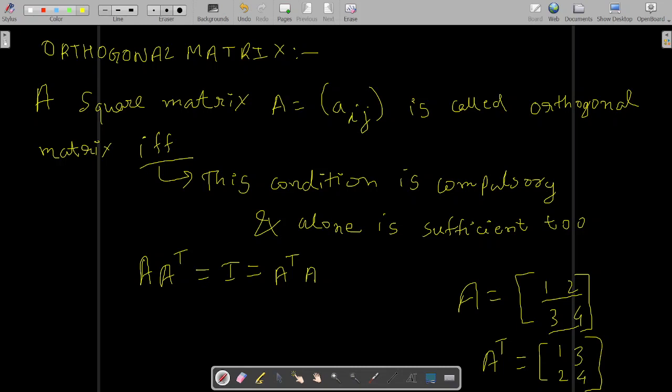So suppose A multiplied by A transpose is equal to I. If this condition is satisfied, that is, multiplication of a matrix with its transpose, or multiplication of the transpose by the original matrix, comes out to be equal to I, then the square matrix A is called an orthogonal matrix. You can write m cross n over here.